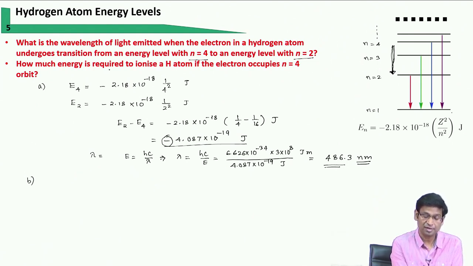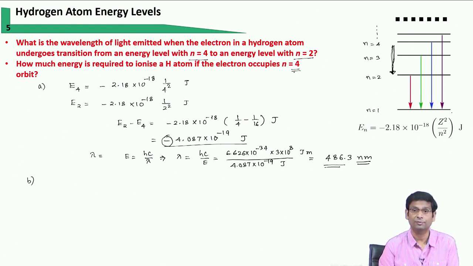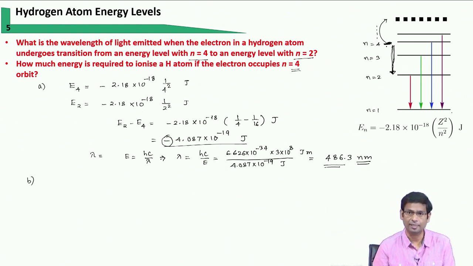Now, let us look at the second bit. It says how much energy is required to ionize a hydrogen atom if the electron occupies n equals 4 level. So, that means my electron is here to begin with and I am ionizing it. What does it mean? When I ionize, I actually remove this electron from one finite value of n to a very large value of n, or I can say the final state has n equals infinite. That is the state of ionization, where the electron is completely detached from the nucleus. So, therefore, n goes very high, to infinity.